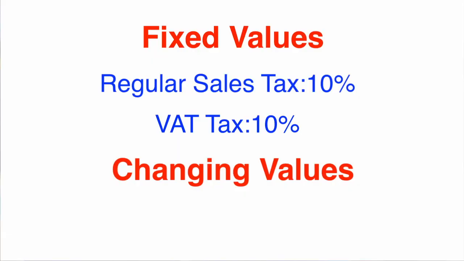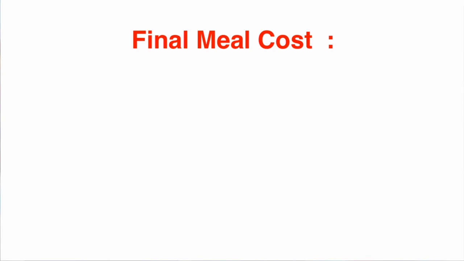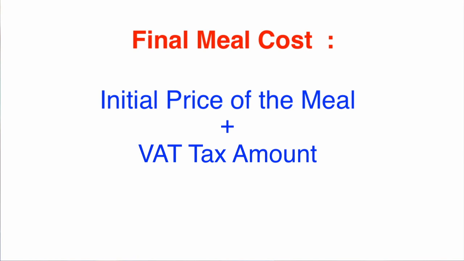The second thing we want to think about is what value is likely to change from run to run. In this case, the price of the meal will certainly change, and therefore we want it to be input each time the program is executed. So let's consider our calculation. The final cost of our meal would be the initial cost plus the VAT tax amount plus the sales tax amount. And we would want to output that for the user. So let's look at translating that into code.